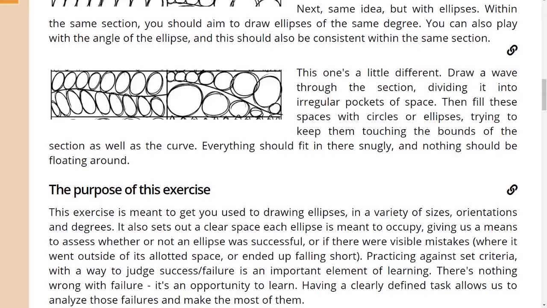And then this one's a little different. Draw a wave through the section, dividing it into irregular pockets of space. Then fill these spaces with circles or ellipses, trying to keep them touching the bounds of the section as well as the curve. Everything should fit in there snugly and nothing should be floating around.